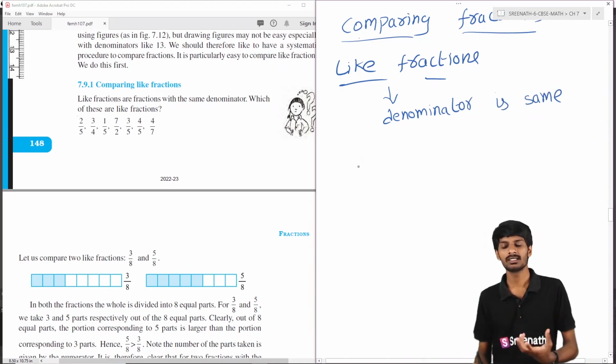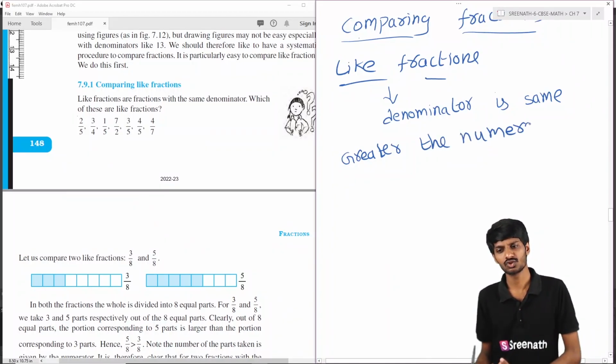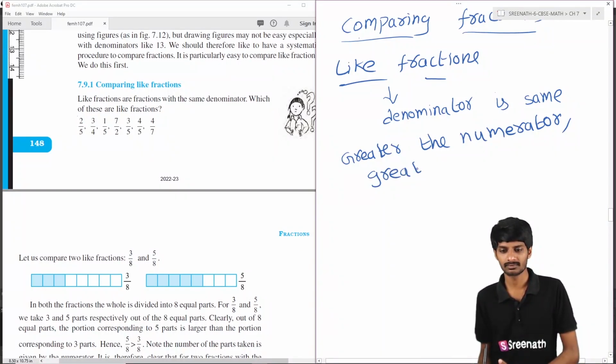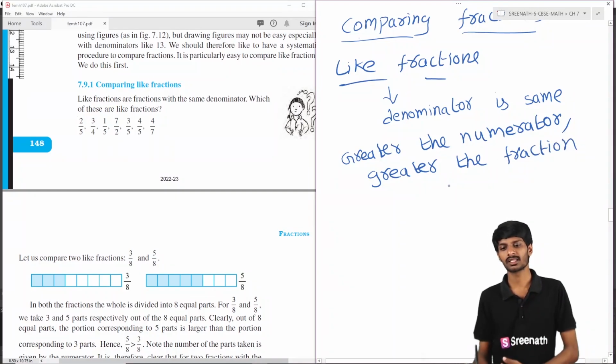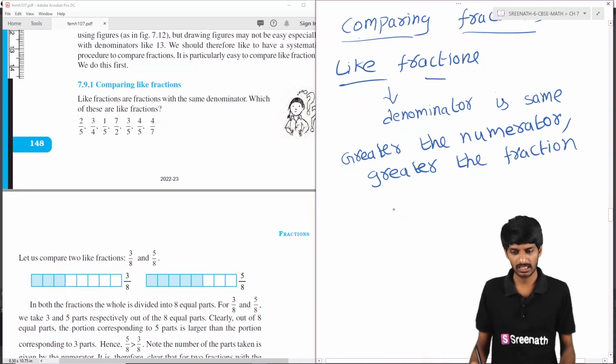That's why, in this case, the greater the numerator, the greater the fraction. Greater the numerator, greater the fraction, students. Okay, that is the case. I will give you an example.